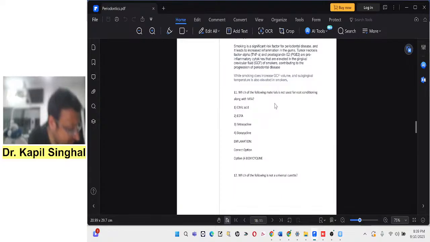So root conditioning is a procedure that is done before a lot of mucogingival surgeries, by which, first of all, it helps in attachment of the Sharpey's fibers again into the tooth. So it helps in reattachment, in new attachments, sorry. And secondly, if there are any endotoxins and bacteria, any necrosed portion on the tooth surface, that is removed.